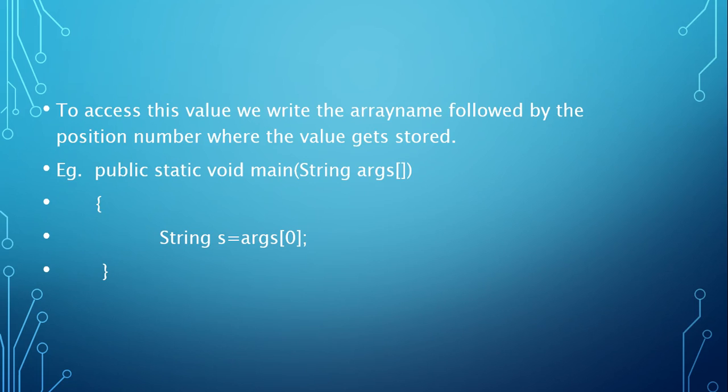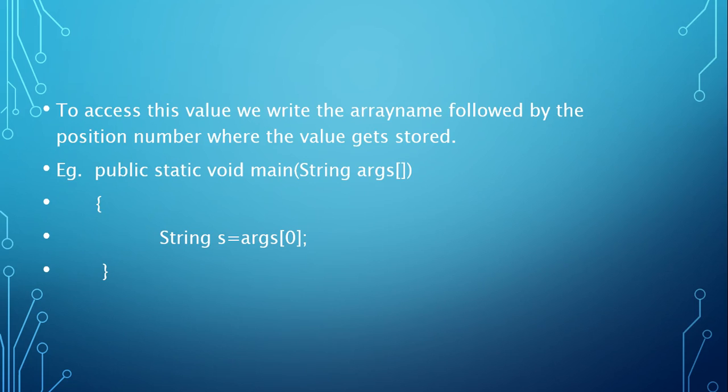So if you are passing only one value to the array, we know that this value will be stored at position 0 and you can access it in the same manner. So you write down the array name and you write down the position where the value has been stored. Suppose you have passed two values to the array, the first value you can retrieve at position 0 and the next value can be retrieved at position 1.